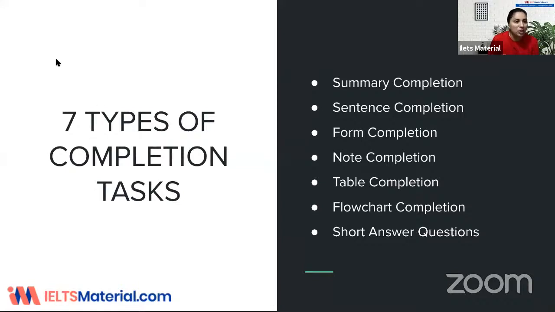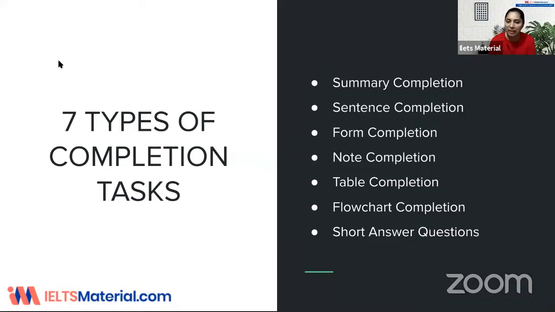Today we are going to do the completion task, and completion task covers almost 65% of the listening module, because it has many different types and it's not just one question category. It has many different categories, and 65% of listening module questions are covered by completion task.